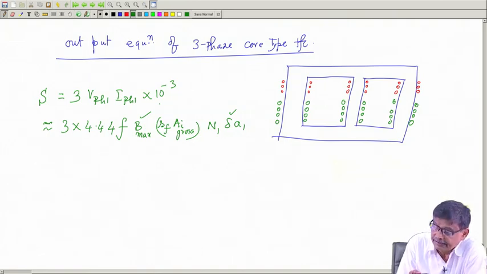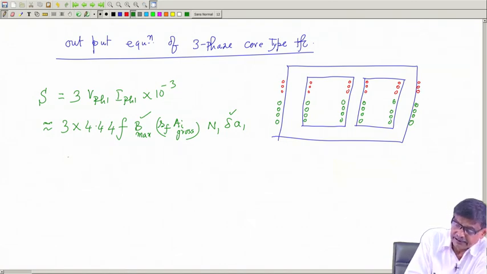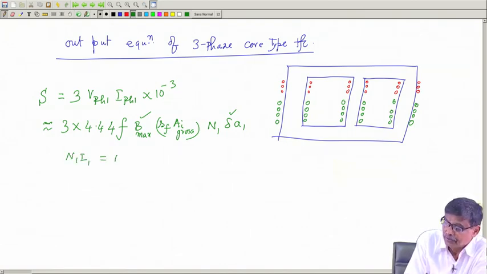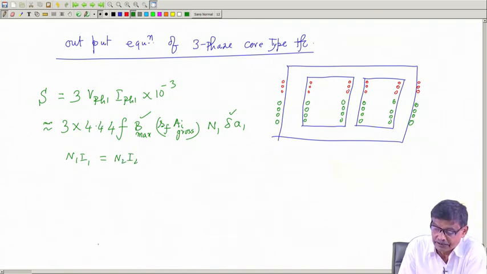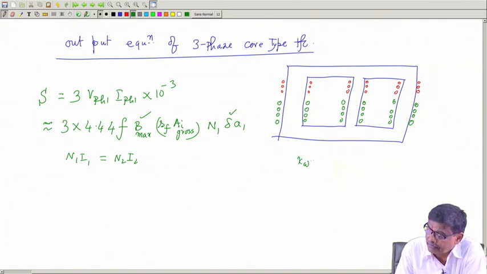Now, in this case, once again N 1 I 1 is equal to N 2 I 2, per phase MMF balance will take place. Then for I 1 you write A 1 delta, for I 2, A 2 delta. So, N 1 A 1 is equal to N 2 A 2. I am telling verbally what you have to do. Only thing is window space factor.